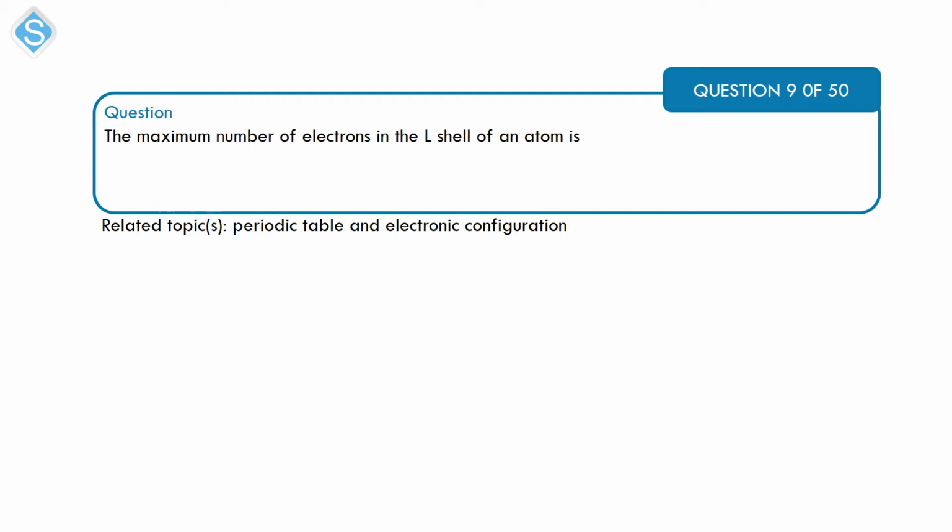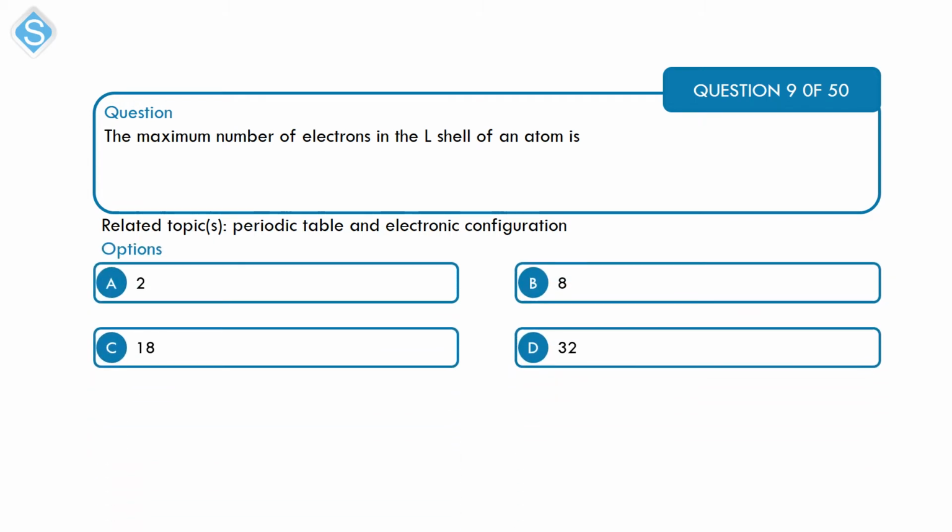This is yet another question on periodic table and electronic configuration. The maximum number of electrons in the L shell of an atom is, we have A, 2, B, 8, C, 18, and D, 32.